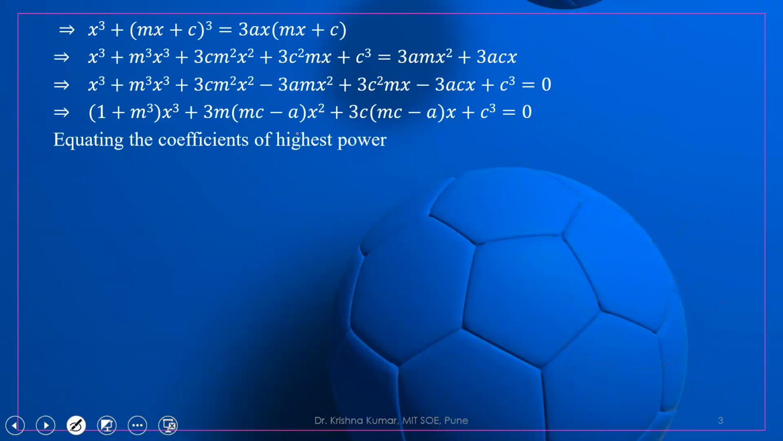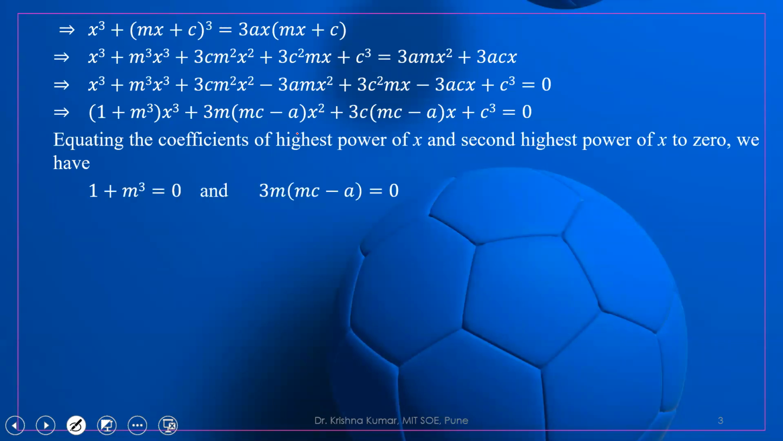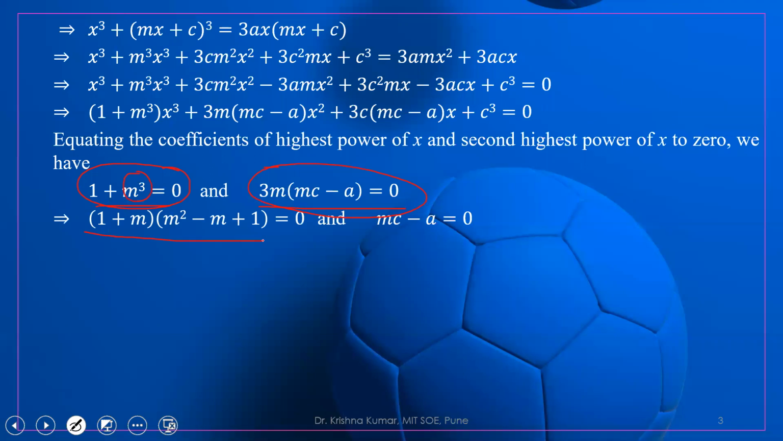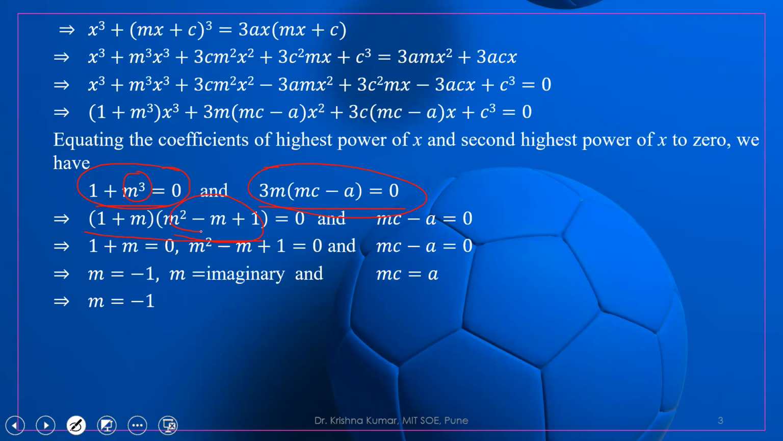Equating the coefficient of the highest power of x and the second highest power of x to 0, we get 1 plus m cube equal to 0 and 3m(mc minus a) equal to 0. This is equation number 1 and equation number 2, and from these two equations we can find the value of m. Since the power of m is 3, we get 3 values of m, but two of these values will be imaginary. There is no meaning in finding imaginary asymptotes, so we won't consider those roots. So we have m equal to minus 1, and if we put m equal to minus 1, c is equal to minus a.